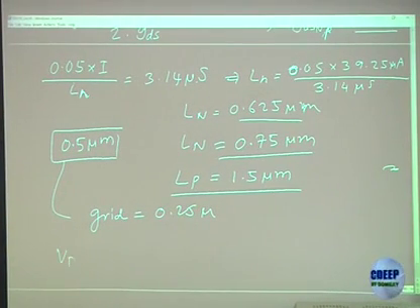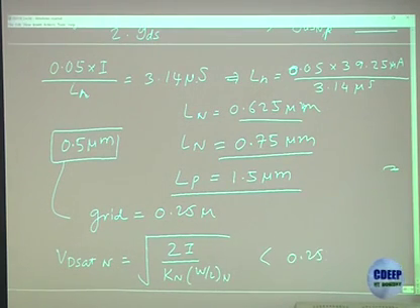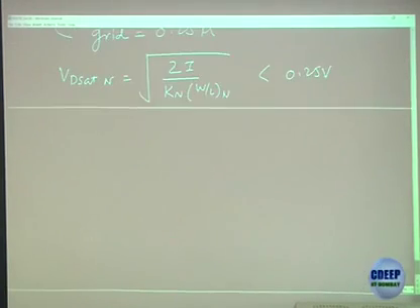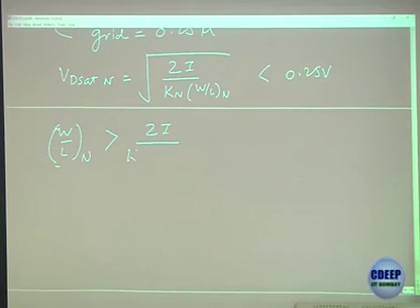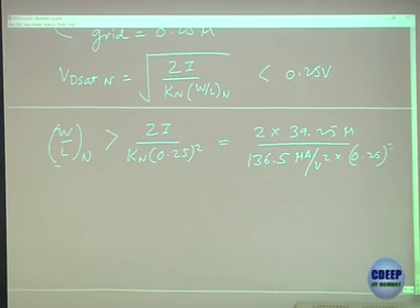I went over this. So VDSAT of NMOS is equal to square root of 2I divided by kn W by L of NMOS, that should be less than 0.25 volts. Now we figured out everything else except W. Is that part clear? We figured out L, we figured out I, so now we need to figure out W. With this expression you can see that W by L of NMOS has to be greater than 2I divided by kn times 0.25 squared, which is equal to 2 times 39.25 microamps of current divided by 136.5 microamps per volt squared times 0.25 volt squared. So this comes out to be 9.2 if you calculate.